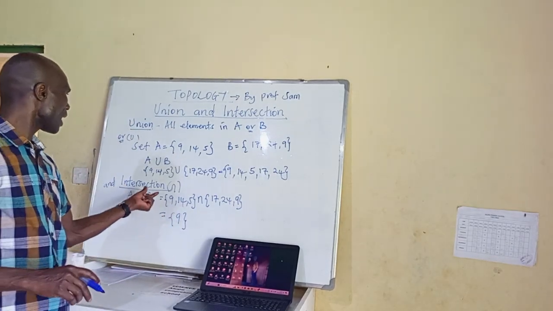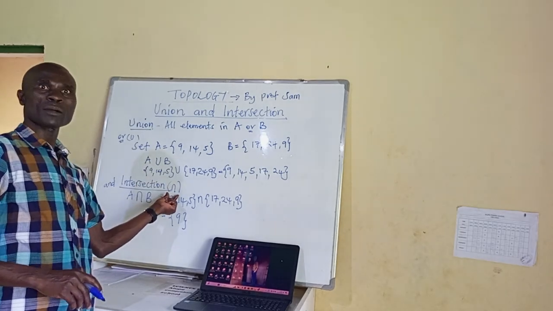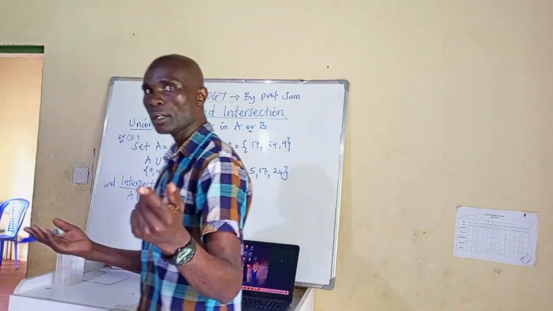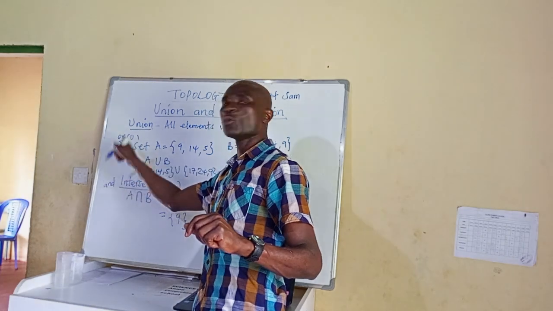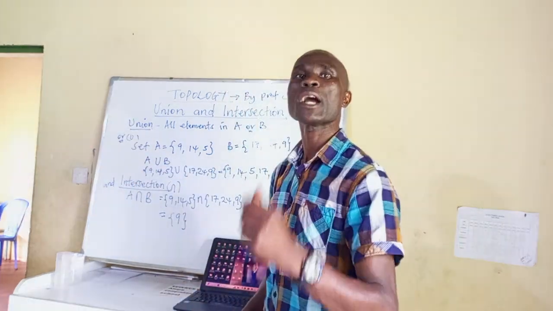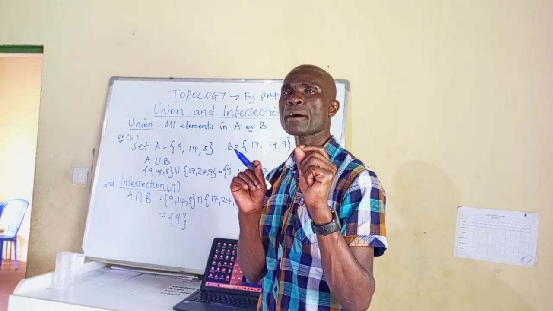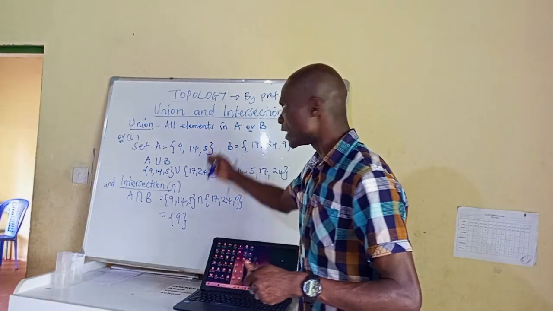So anytime we have and, we're talking about intersection. If we are having or, we're talking about union. And we're going to use these two to explain De Morgan's law. De Morgan's law is also a very key area in topology that we must be aware of.